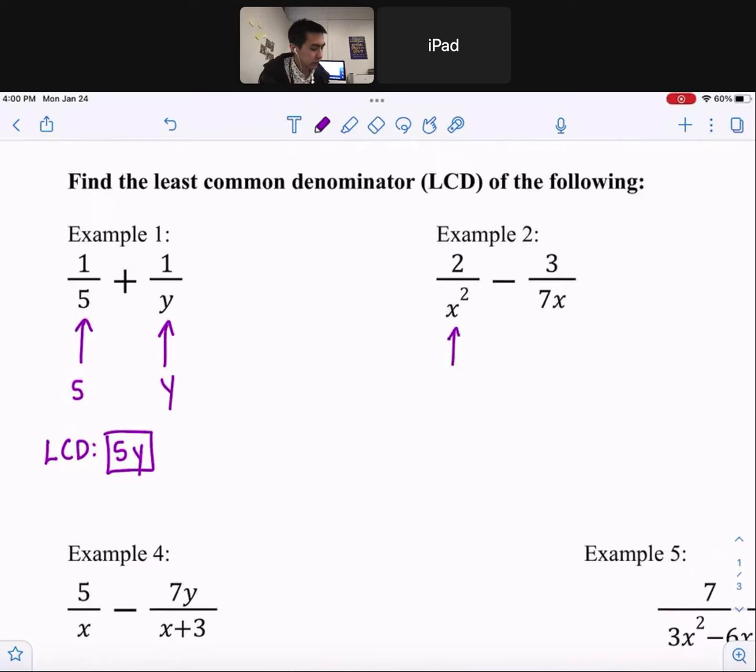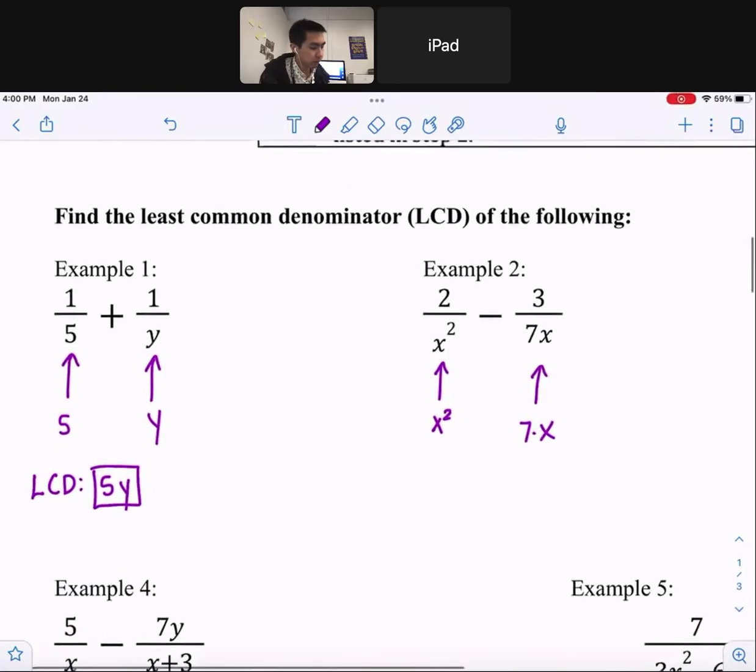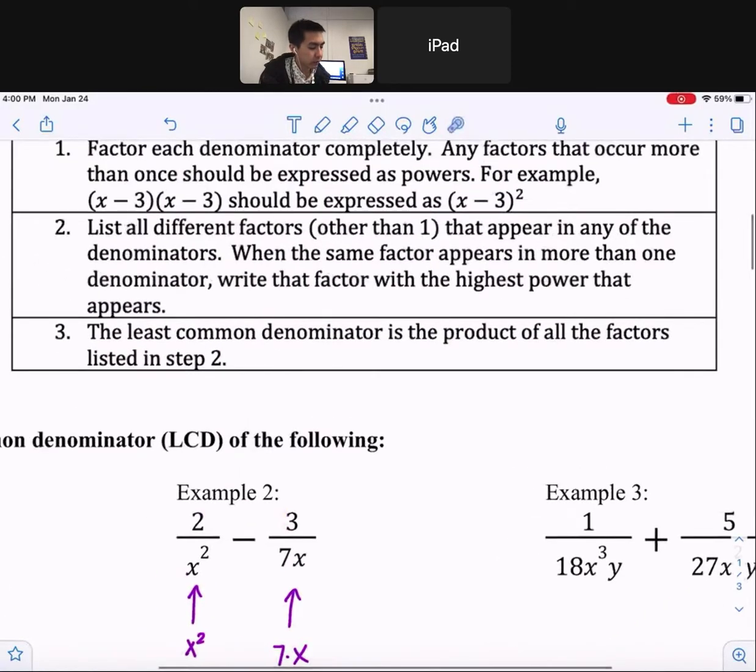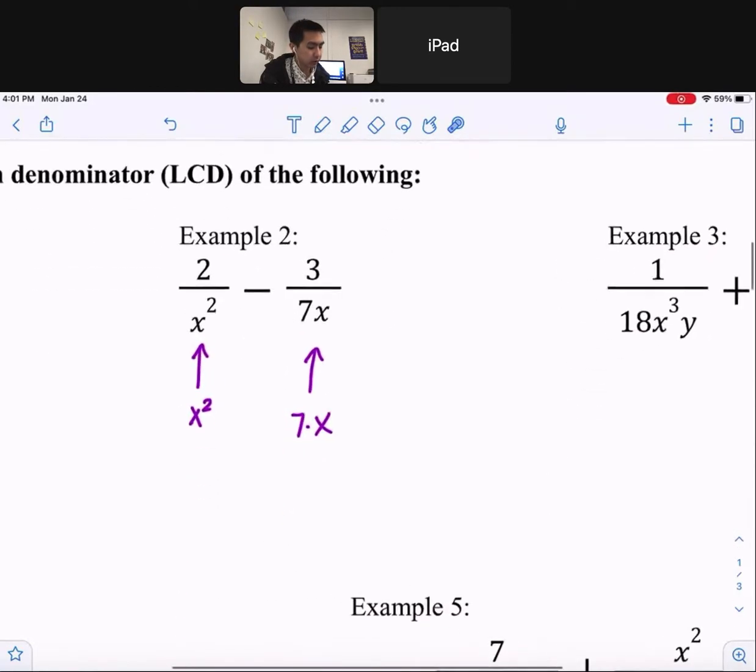Now example 2. This is the interesting thing about these two, you guys. Notice that they both share an x, right? They both have an x factor in common. And when you read this part, it says when the same factor appears in more than one denominator, write that factor with the highest power that appears. So for our case, it's x. The common factor between these two denominators is x.